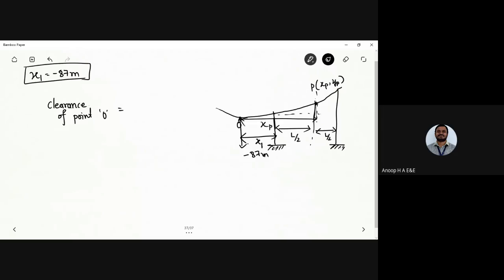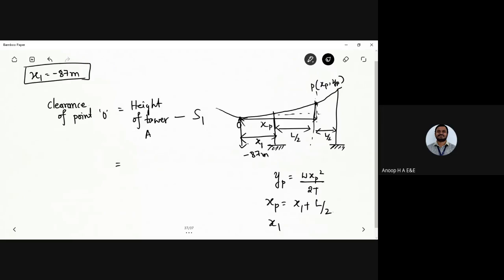Clearance of point O is the height of tower A minus S1. We have a well-known formula: Yp equals Wxp squared divided by 2T. Now, how do you find Xp? Xp can be found as X1 plus L by 2.